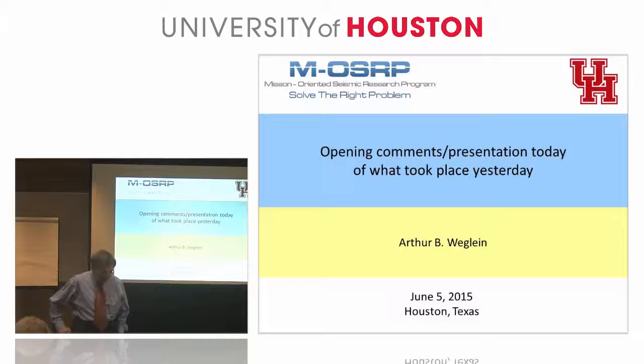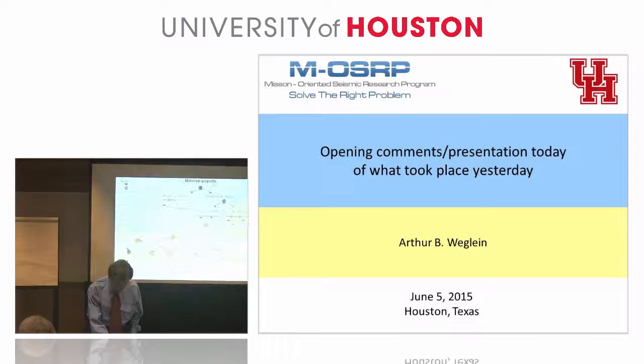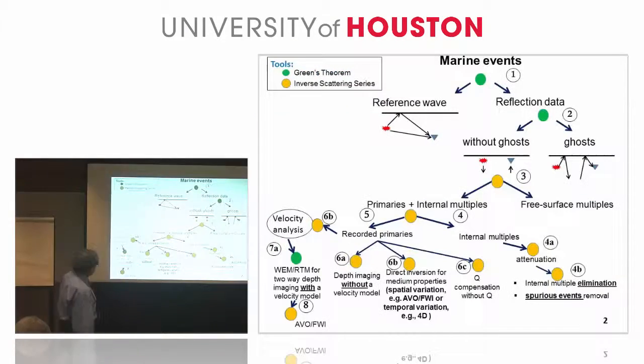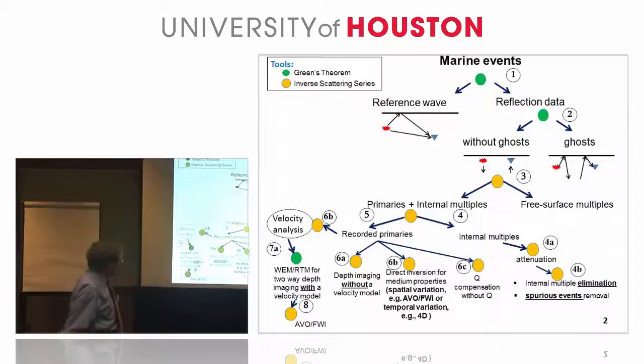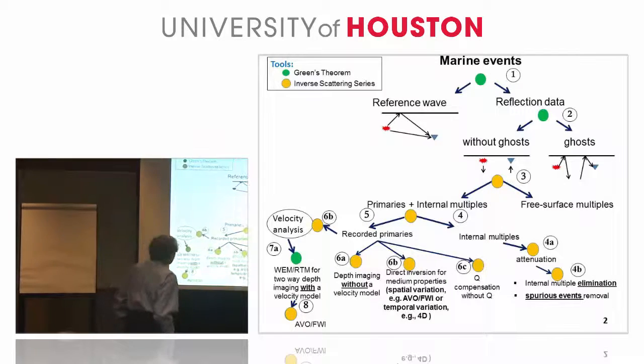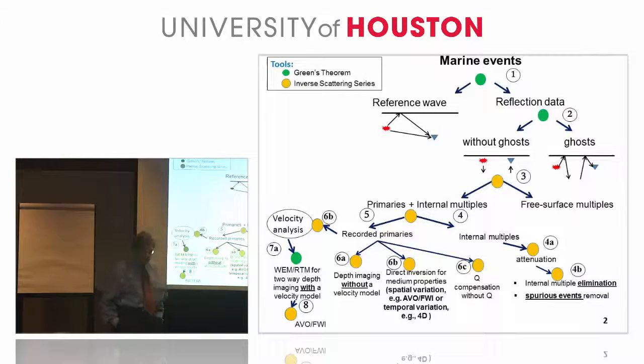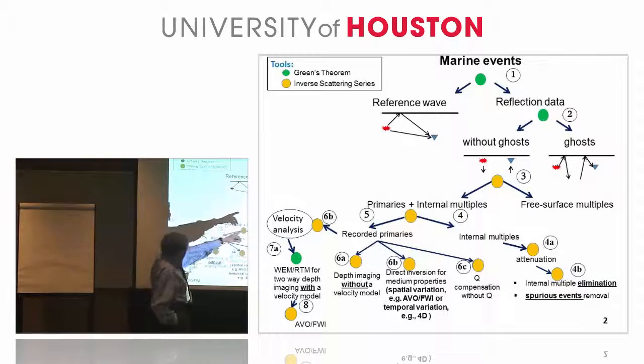So why don't we briefly summarize what happened yesterday and put that in the context of what today. Walking through the cycle processing, we were focusing yesterday on methods that derive from Green's theory, either for wave-field separation or for wave-field prediction. And for wave-field separation, the procedures are for a reference wave separation from reflection data and for deghosting.